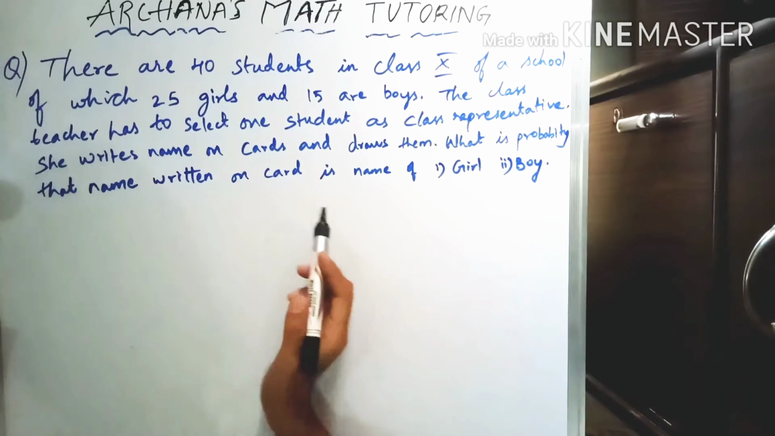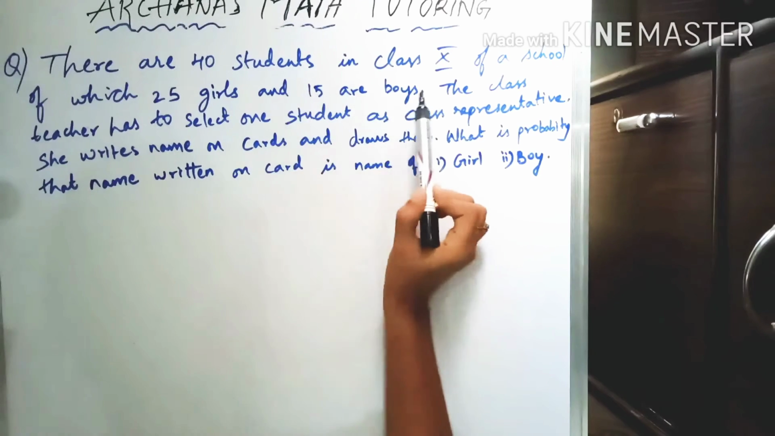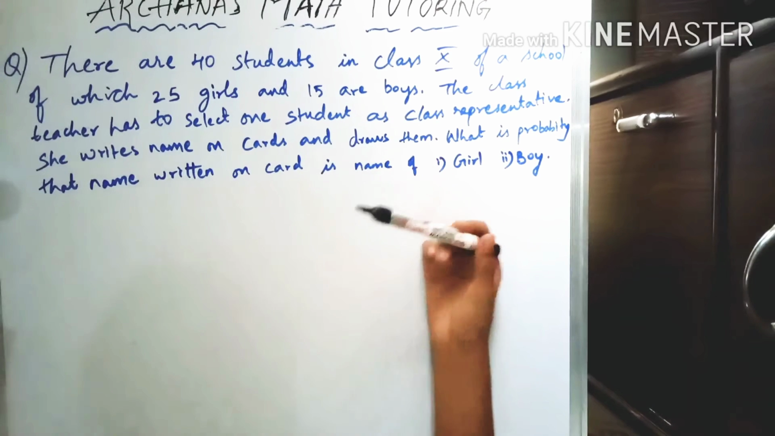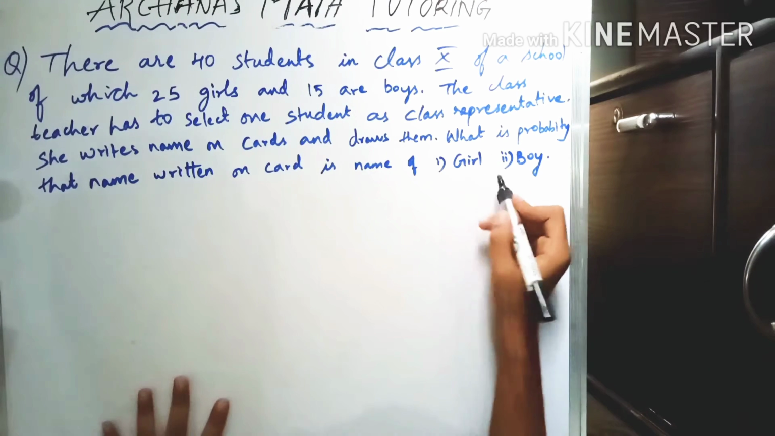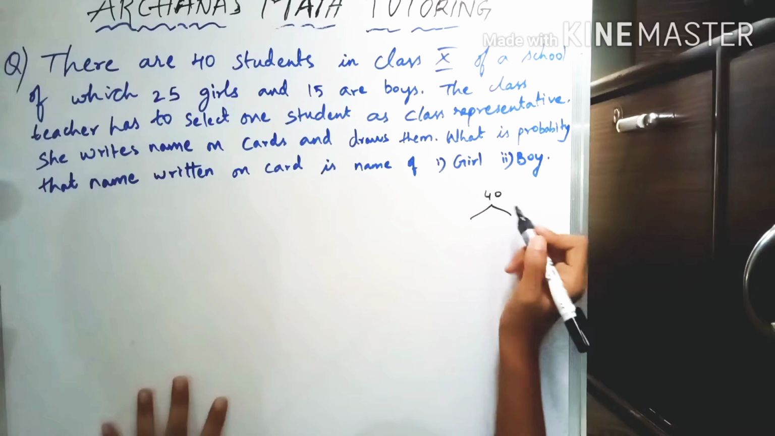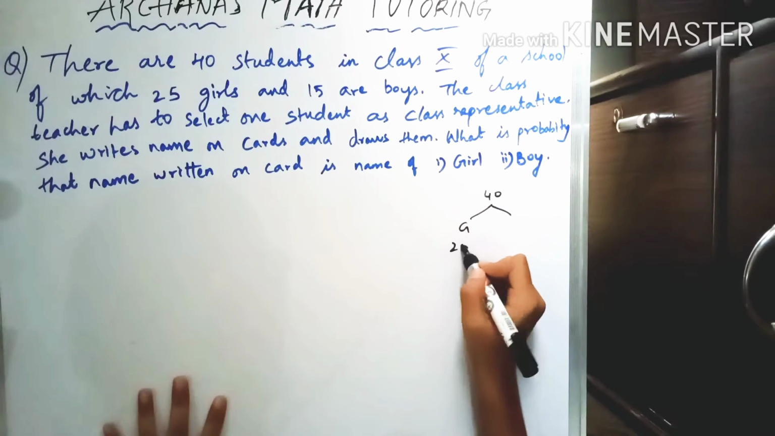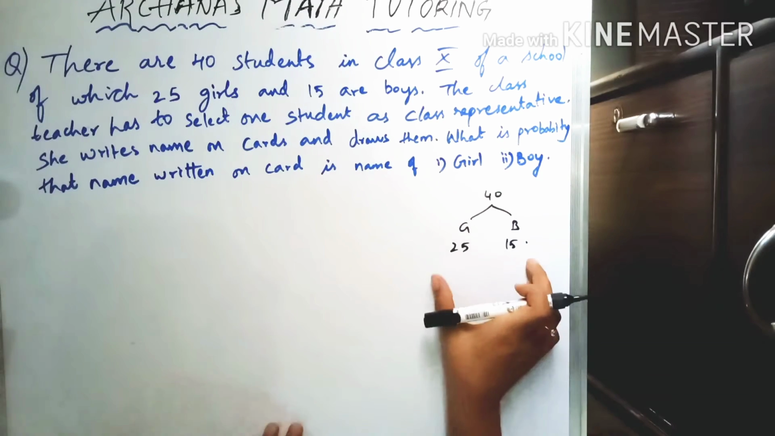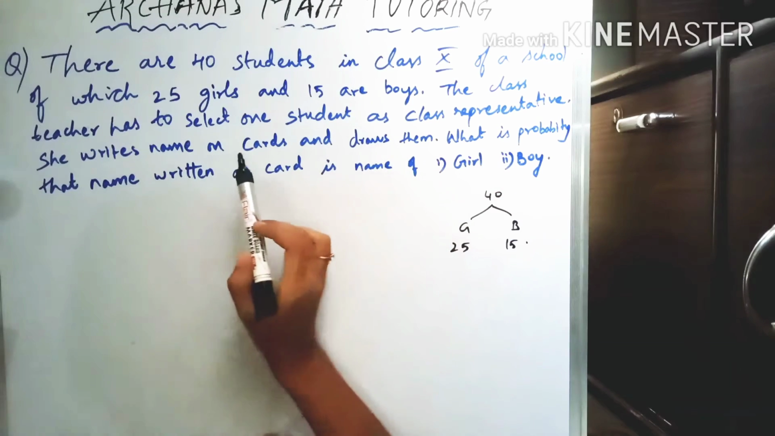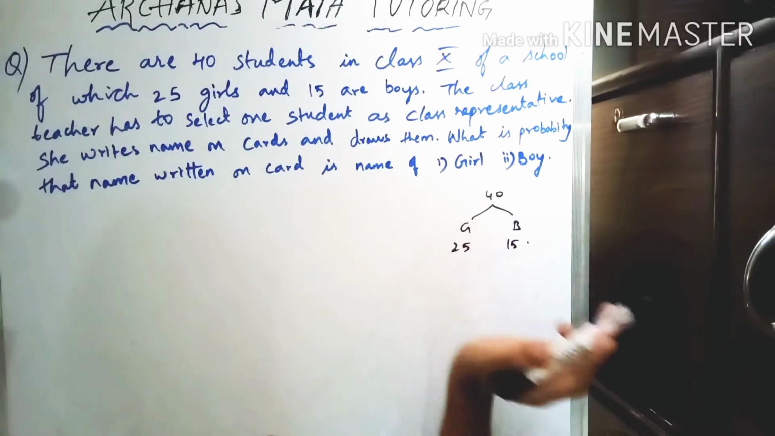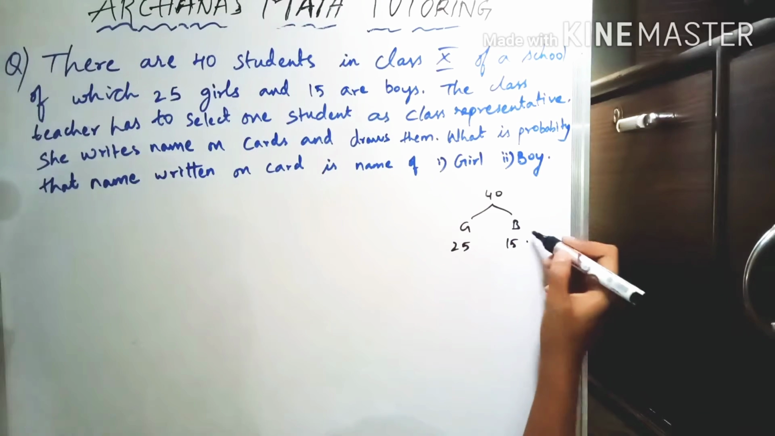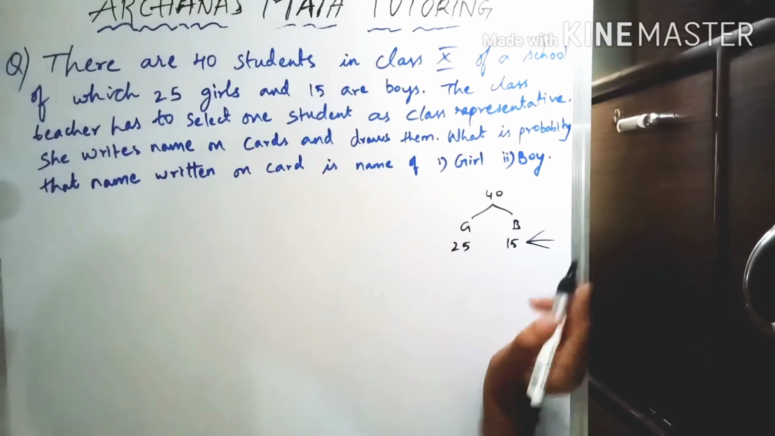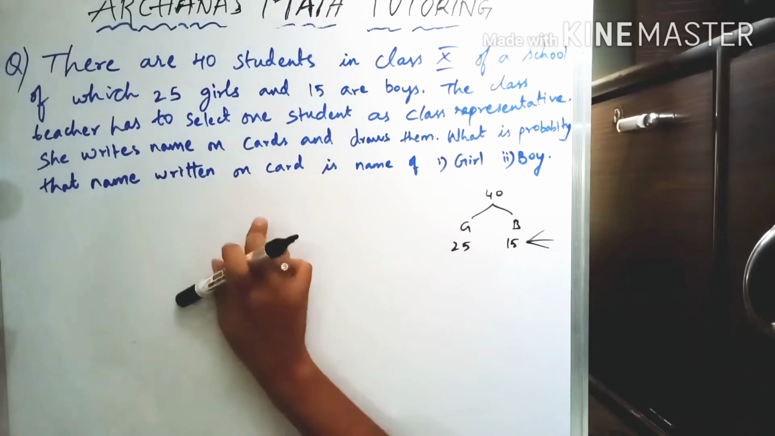So let's start with today's problem. There are 40 students in class 10 of a school, of which 25 are girls and 15 are boys. So he is saying that there are totally 40 students. In this, girls are 25 and boys are 15. So this is the total strength of the class. The class teacher has to select one student as class representative. Say we will be having class leaders in our class. In the same way, the teacher has to select one of them as a class representative.